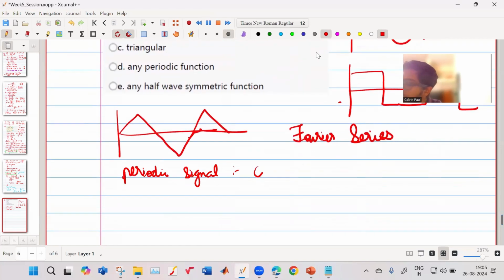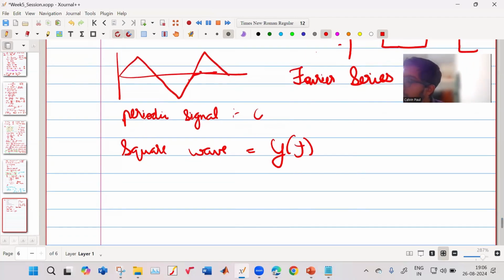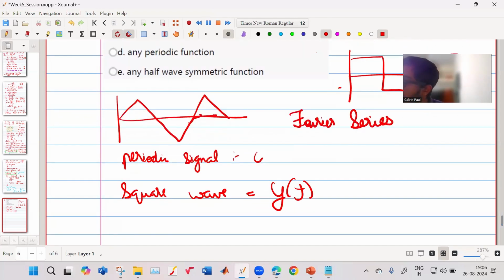Let us assume I'm considering this square wave. It is a signal given by let us say some y of t. And this is at some frequency. Let us say the frequency of it is 10 hertz.